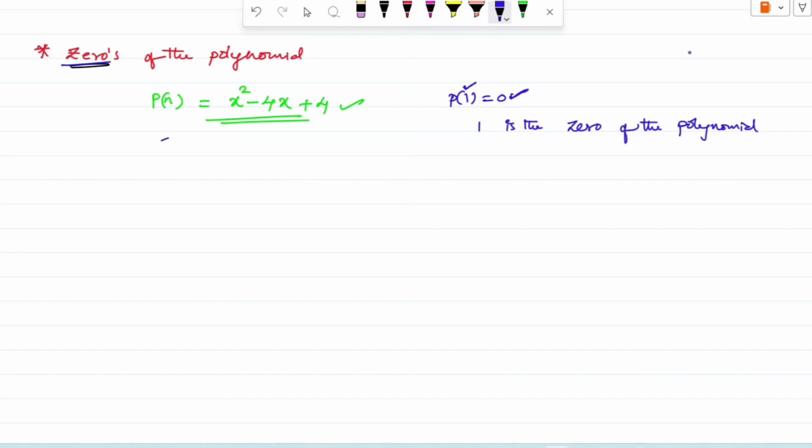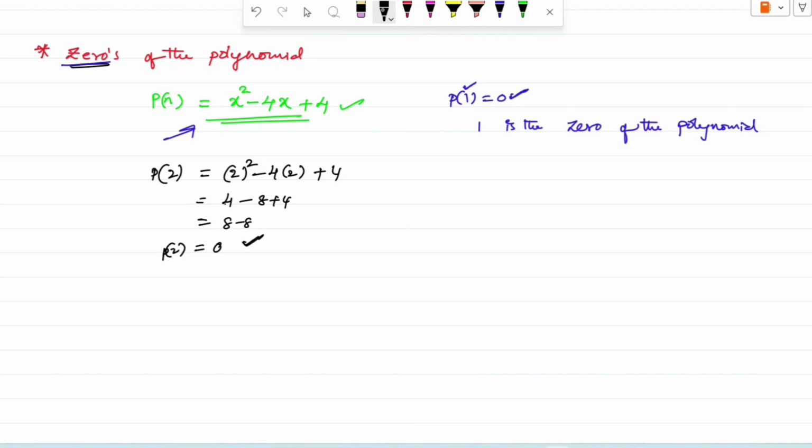Let us cross-check with a simple example. Let us take p of 2. What happens? p of 2 means 2 square minus 4 into 2 plus 4. 2 square is 4, minus 2 fours are 8, plus 4. And this leads to 4 plus 4 is 8, minus 8. And this further will be 0. So the p of 2 value is 0.